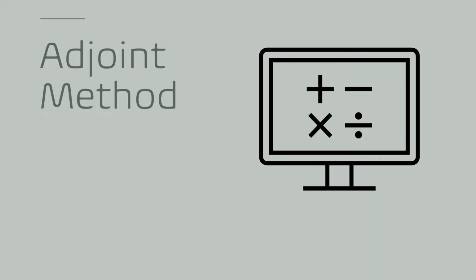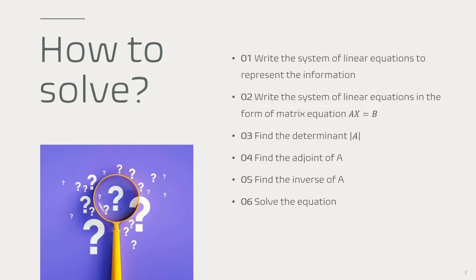Based on the animation just now, we can solve the question by using the adjoint method. First, we write the information we obtained as a system of linear equations, and then write the system in the form of a matrix equation, which is Ax equals B. Number 3, we find the determinant of A. Number 4, find the adjoint of A. Number 5, find the inverse of A, and lastly, we can solve this.